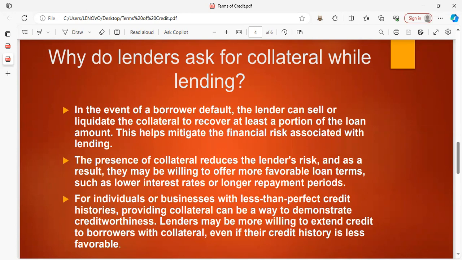The presence of collateral reduces the lender's risk. So there is no risk for the lender. He can give the money. If you are unable to pay the money, he will sell the collateral.